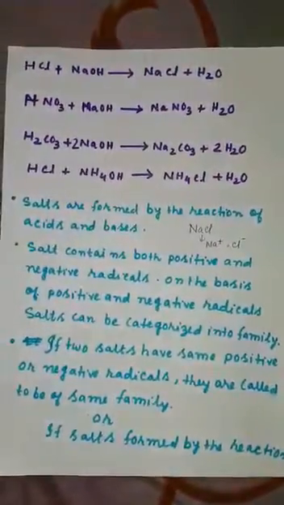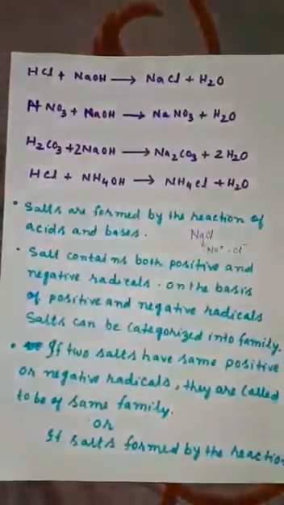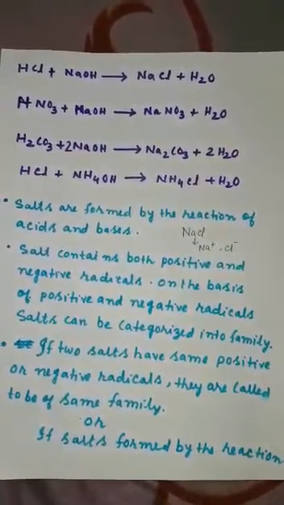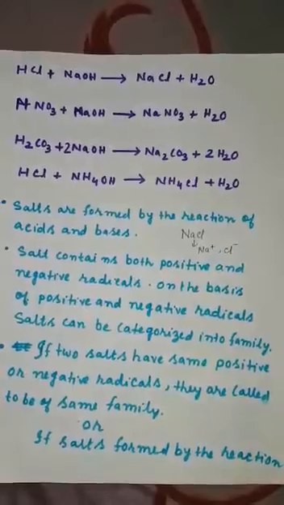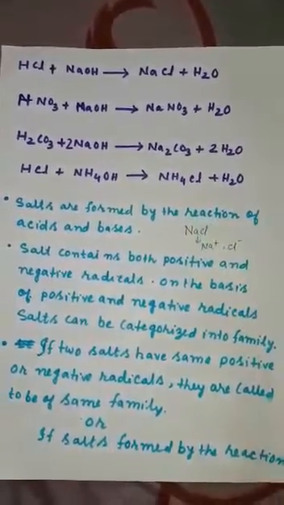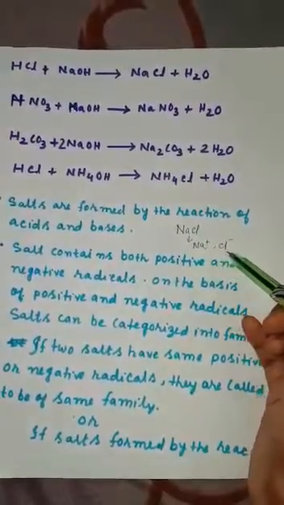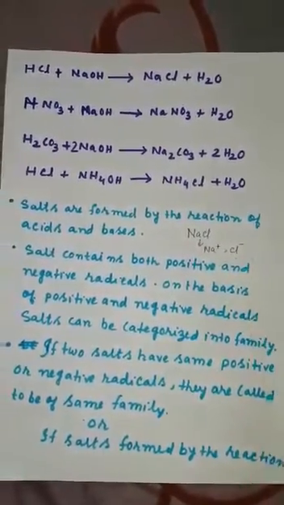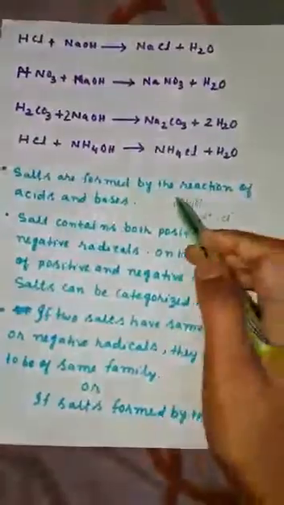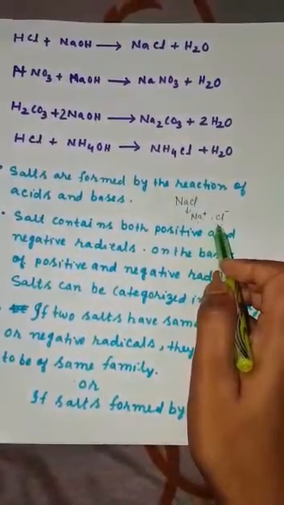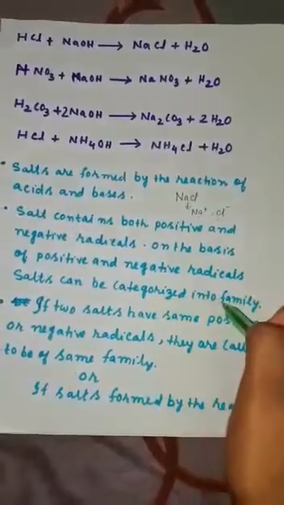We know that salts are formed by the reaction of acids and bases, okay, and salt contains both positive and negative radicals or charges. Am I clear? For example, if you consider sodium chloride, it contains the positive radical or the ion Na+ and negative radical or anion Cl-. Now on the basis of these positive radicals or ions and negative radicals or ions, salts are categorized into different families.